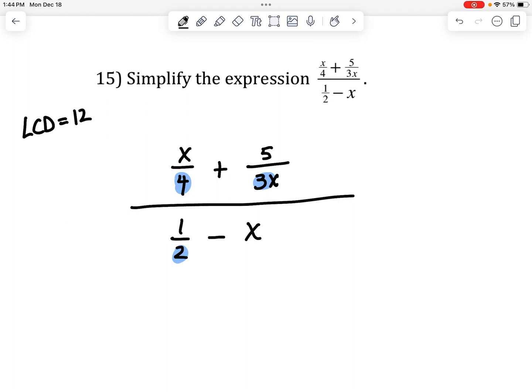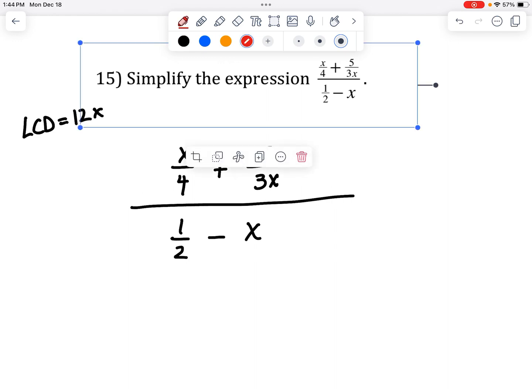so it seems like the least common denominator will have a 12 in it. And then because of our friend the x right here, we will also need an x. So the least common denominator is going to be a 12x. And then if I can remove this blue part, there we go. Now multiply all of the terms. Okay, now I'm ready. So now multiply all of the terms by the least common denominator.